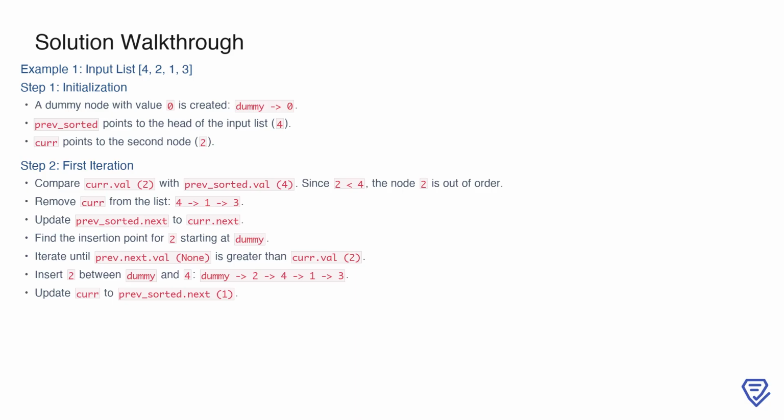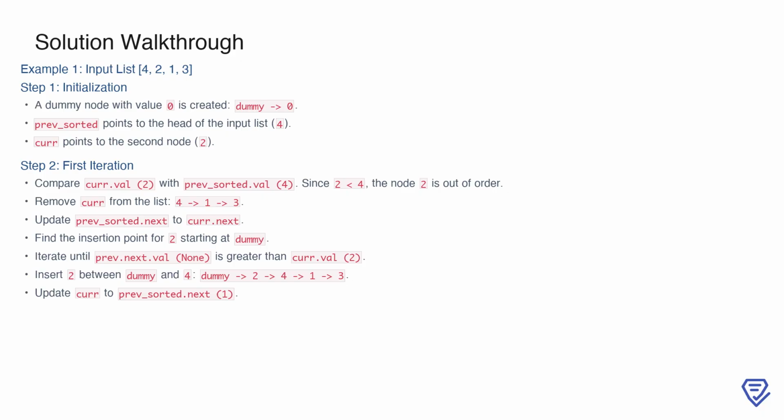We start by creating a dummy node with the value 0, which will serve as a placeholder to help us with inserting nodes into their correct positions. Initially, the prev_sorted pointer is set to the head of the list, pointing to the node with the value 4, and the cur pointer is set to the second node, which has the value 2.